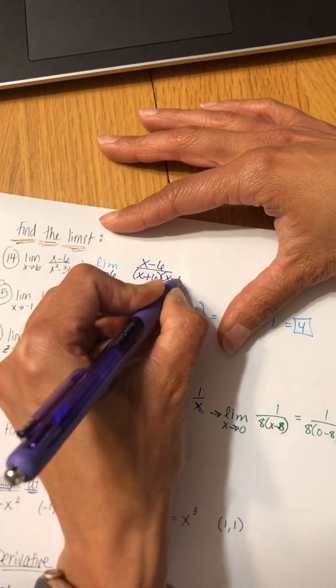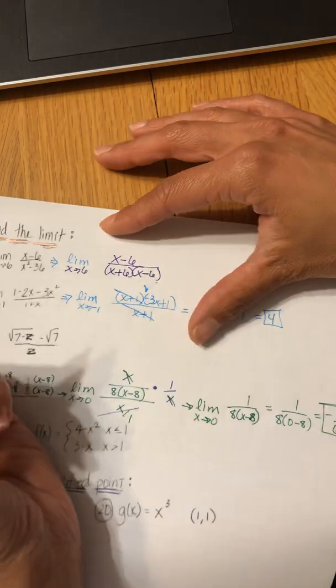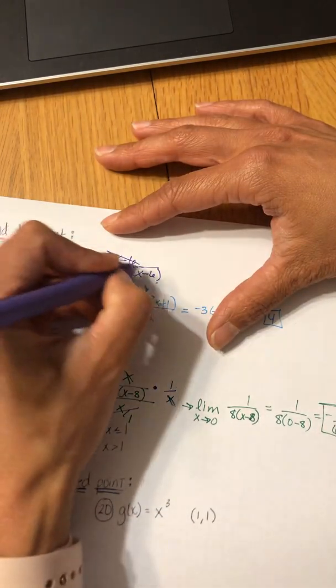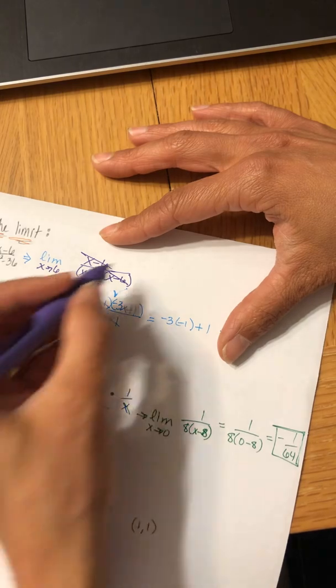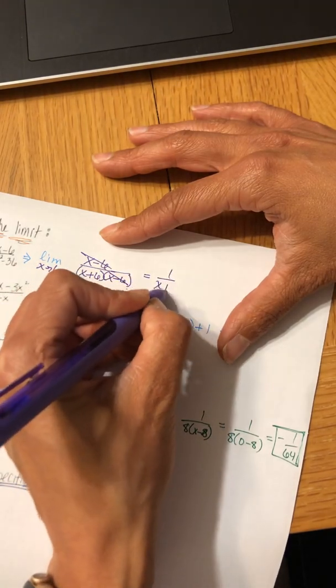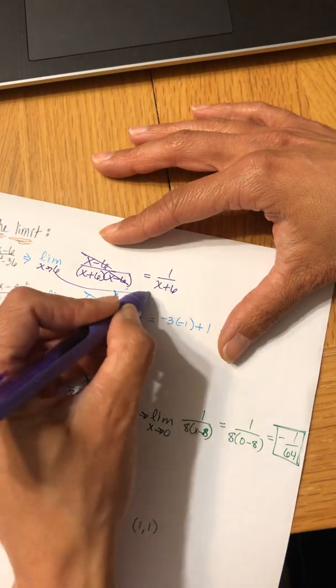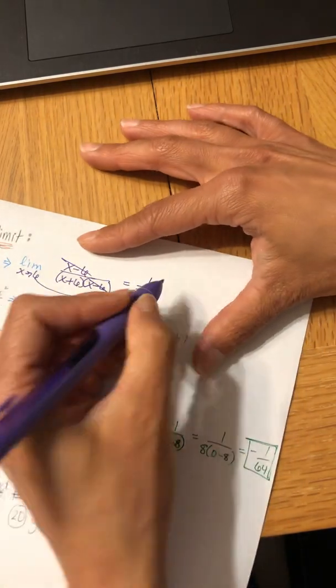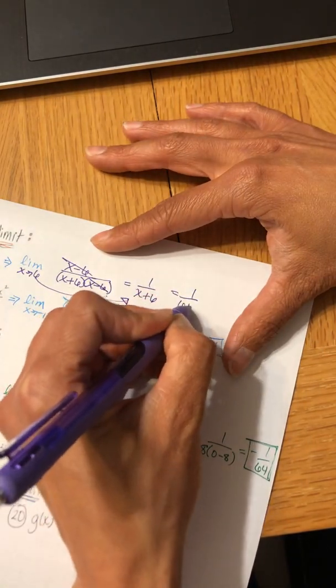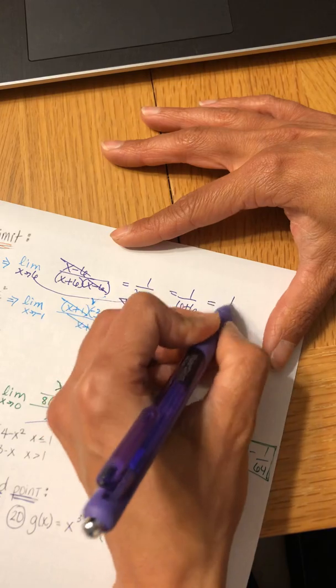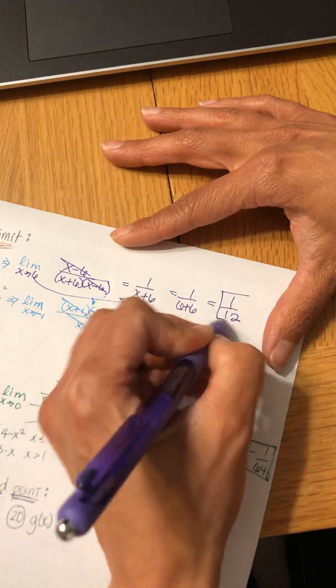X plus 6, x minus 6. Okay, and then there we go. We get the x minus 6's to cancel. So all I have left is 1 over x plus 6. So now I could plug in the 6 for x, and I'll get 1 over 6 plus 6, which is 1/12.